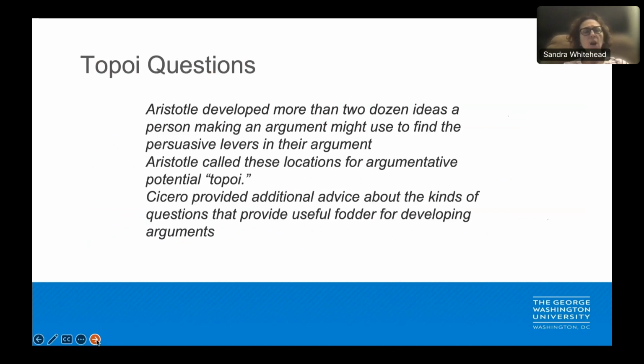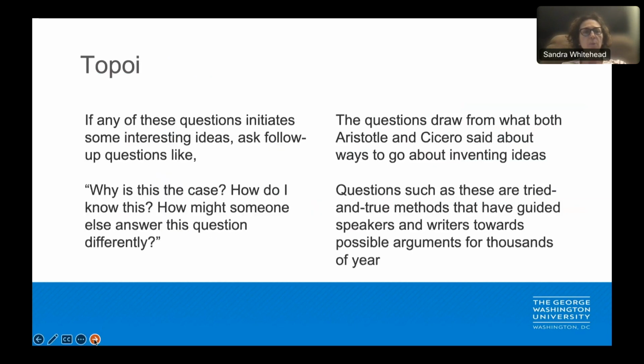Topii questions are an Aristotelian model where you sort of argue with yourself about your topic. Aristotle developed about 24 of these ideas for helping a person who is making an argument find persuasive levers. And Cicero provided additional advice on the kinds of questions that are useful fodder for developing arguments. I learned about topii questions in my logic class in undergrad, and I think they're really a useful tool.